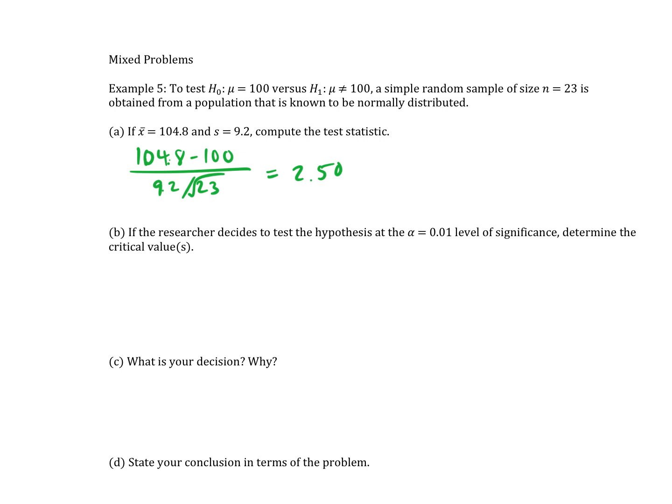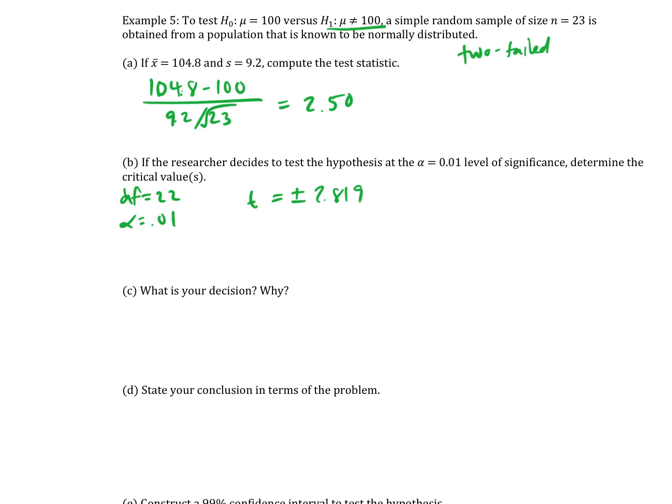Okay, so remember, this is a two-tailed test because it's not equal to. So degrees of freedom is 22, alpha is 0.01, so t is plus and minus 2.819. Right?